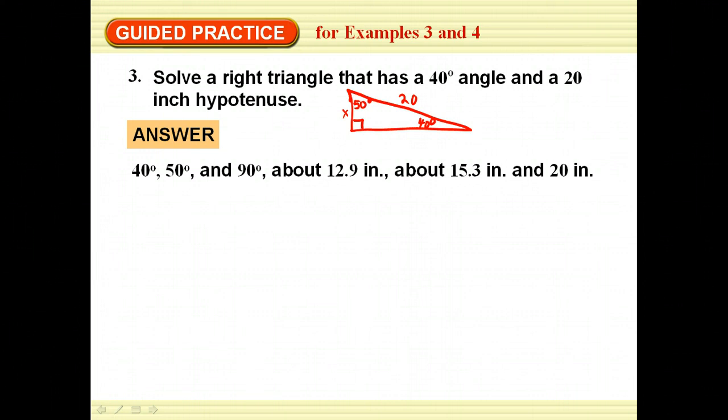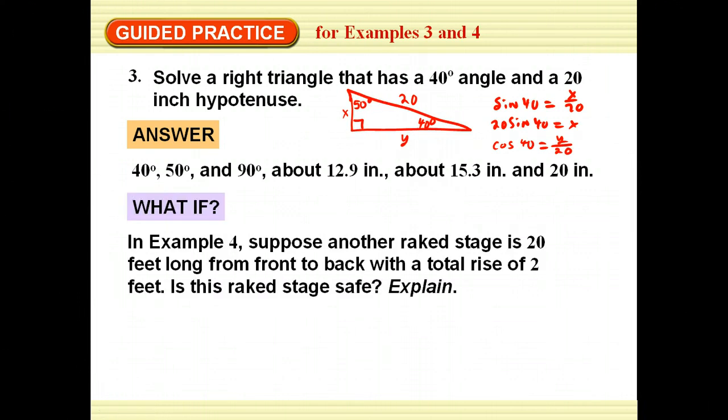So opposite over hypotenuse, I would have the sine of 40 is equal to the opposite over the hypotenuse. So 20 times the sine of 40 is equal to x. And that gives us 1. And if I'm looking for y, which is the adjacent, then the adjacent over the hypotenuse is cosine. So the cosine of 40 degrees is equal to y over 20. So multiply by 20 and you'll get the other side.